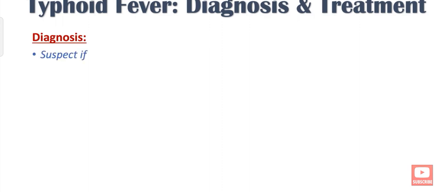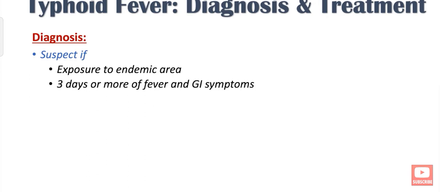Diagnosis of typhoid fever is usually through suspecting it in the first place. So you suspect typhoid fever if there's exposure to an endemic area, and if you have been exposed to an area that has a lot of typhoid fever, you're going to suspect it even more if there's 3 days or more of fever and GI symptoms like the diarrhea and the constipation and the abdominal pain we talked about, or the hepatosplenomegaly or the intestinal bleeding.